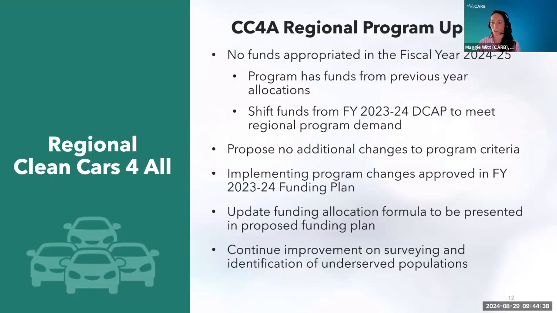There are no changes to project criteria, but CARB is updating the program based on last year's funding plan, including adding zero emission motorcycles and increasing incentives for adaptive equipment if needed. CARB is also revising the funding allocation formula and will propose changes in the upcoming proposed funding plan. A public work group will likely be held in the coming weeks to collect input on this formula. A public notice about that work group is forthcoming. Lastly, efforts to identify underserved populations will be included in the Assembly Bill 630 goal setting report, which is an appendix to the proposed funding plan.